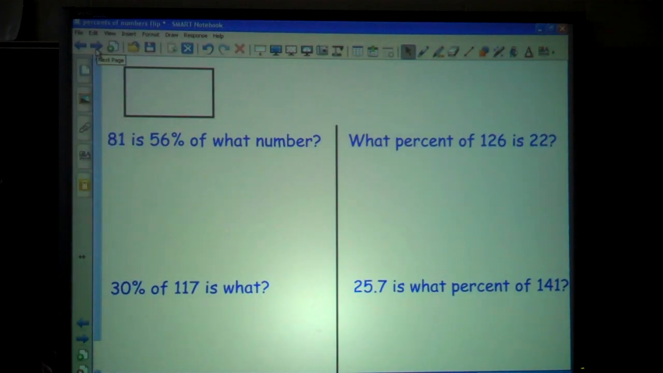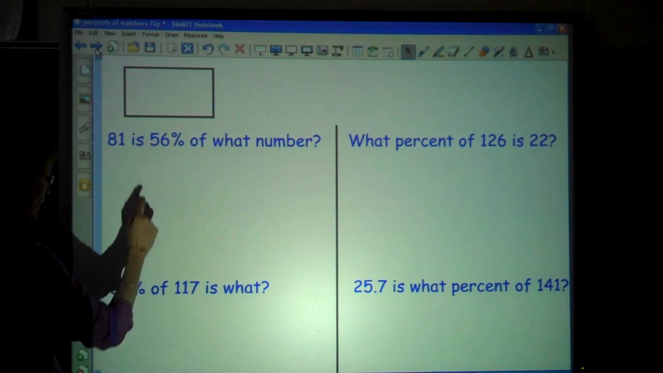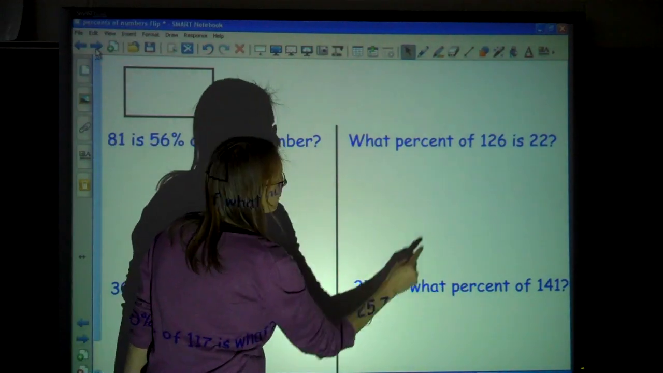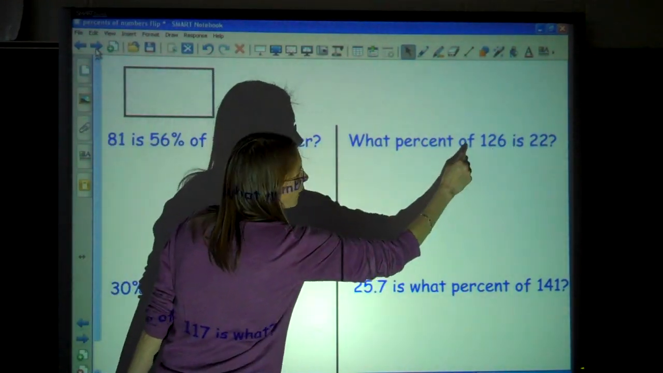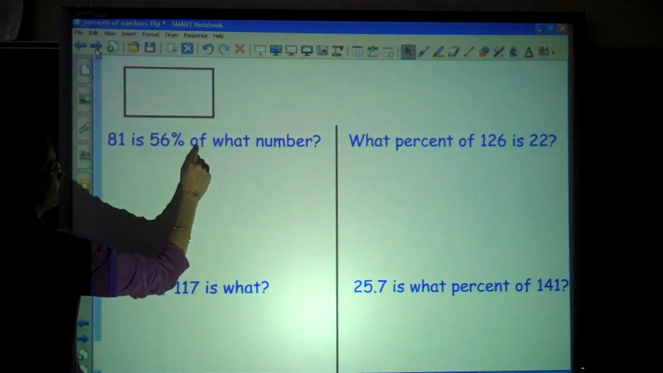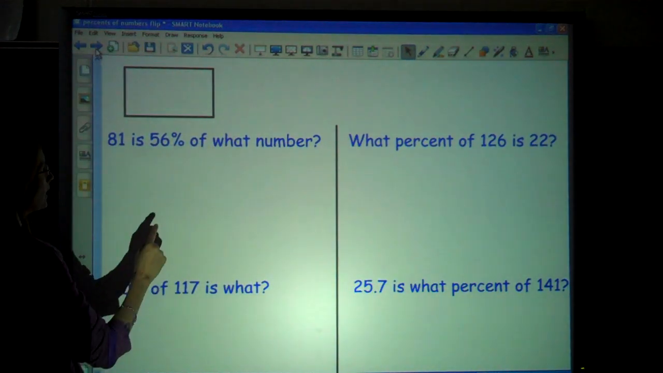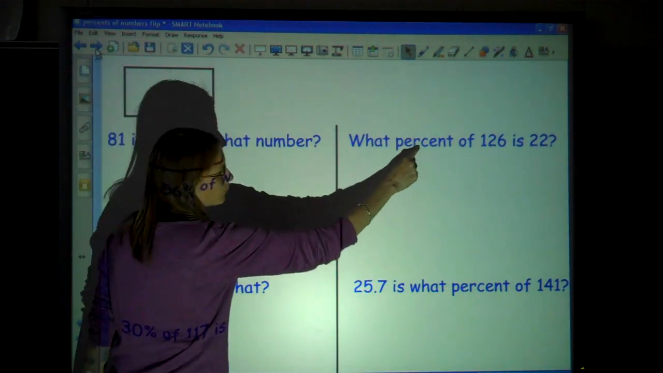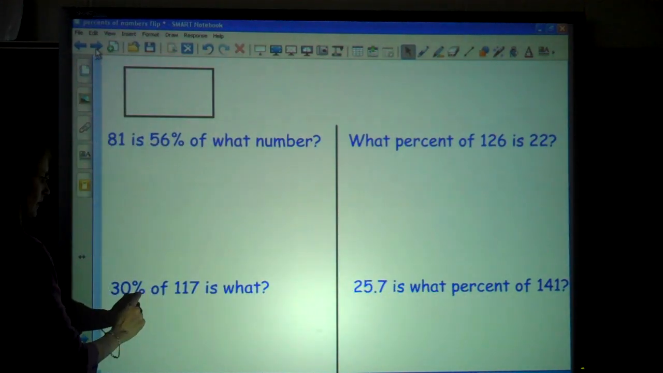Today, we're going to be working with some problems that will look like this. And if you notice, you see some words that are similar in each one. You see the word is, you see the word of, and you see the percent symbol, or the word percent, and the percent symbol.